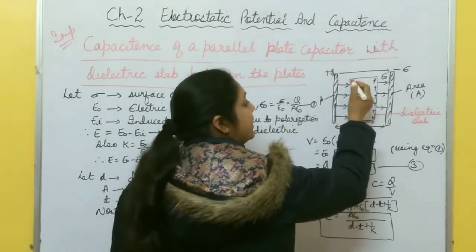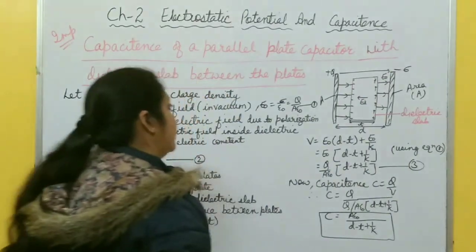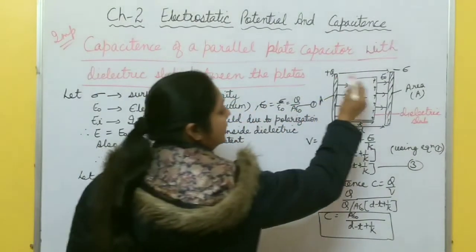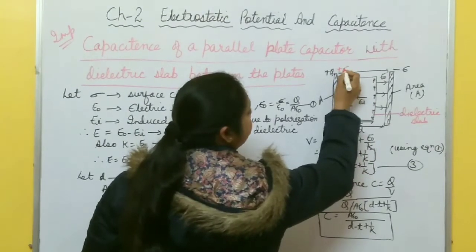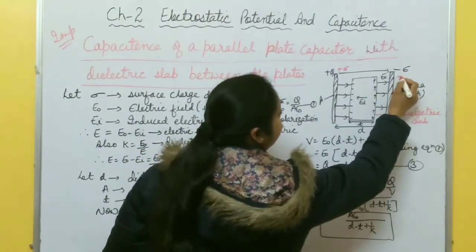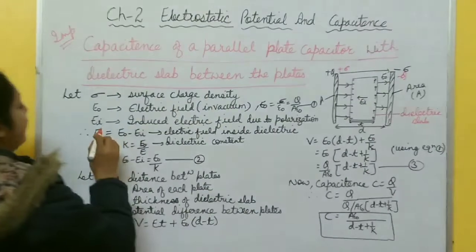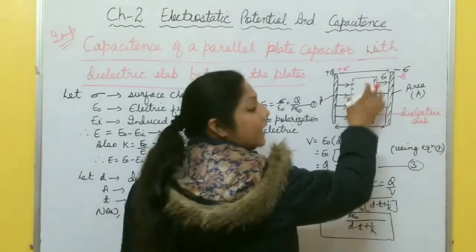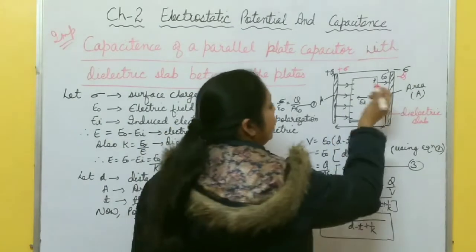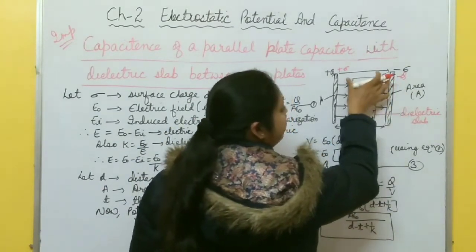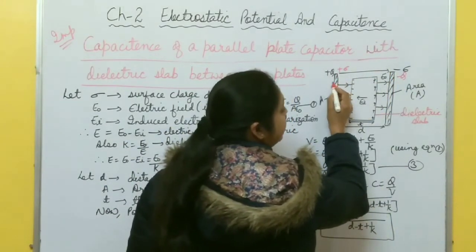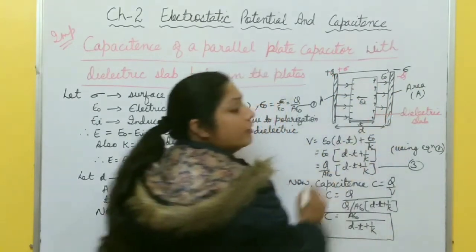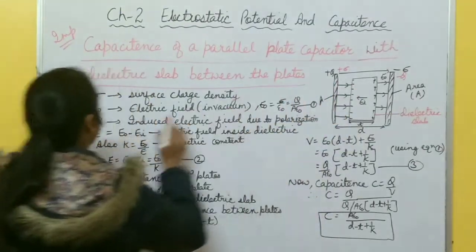Now what happens when this dielectric is introduced? Let us first suppose that sigma is the surface charge density on these two plates. This is plus sigma charge density, this is minus sigma charge density, right? E naught is the electric field between the plates when no dielectric slab is there. In vacuum, E naught is the electric field between these two plates, and the direction is from the positive charge to the negative charge, right?